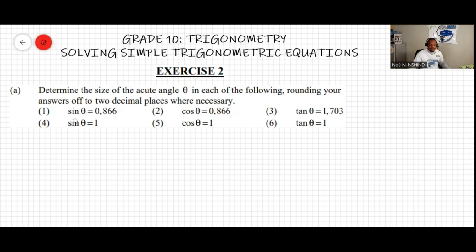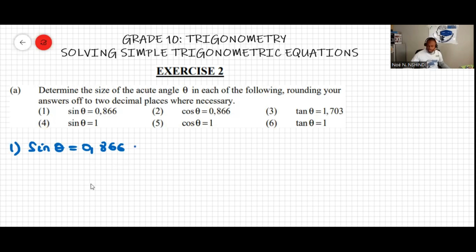Here the equation is sine theta equal to 0.866. So now we need to determine the value of theta. When we have sine of theta, theta is the angle. In other words, what angle theta is such that the sine of that angle equals 0.866? This is what we're looking for.